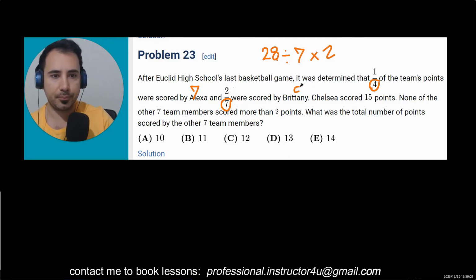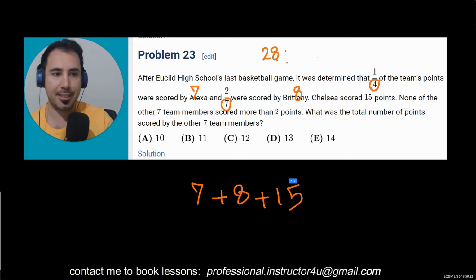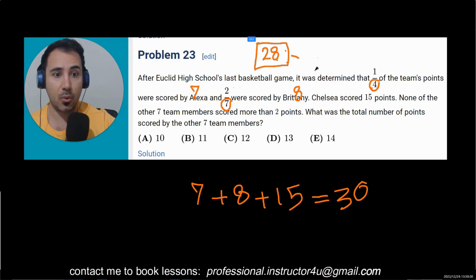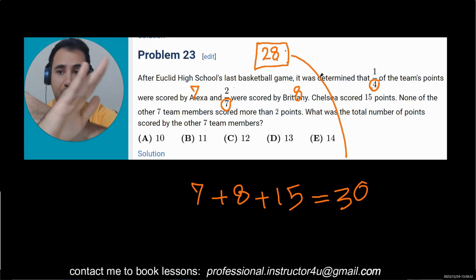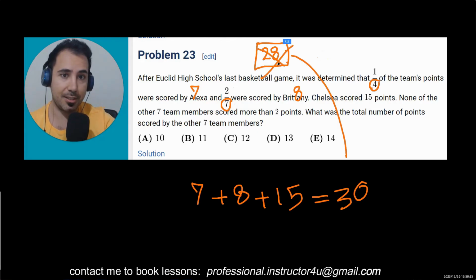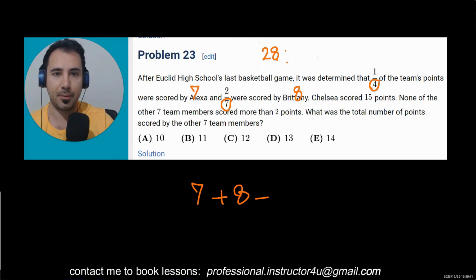Let me write it better. Good. And then Chelsea scored 15 points. So 7 for Alexa, 8 for Brittany, 15 for Chelsea. That gets you a total of 30 already. But here we had the assumption that it was 28. It's already more than 28. So it's a contradiction. So that means 28 is not the right answer. So what should we do? Okay, we just try the next multiple of 7 and 4. So let's just write it here.